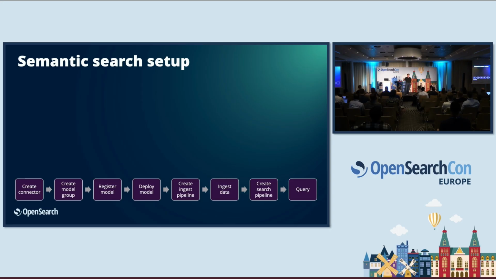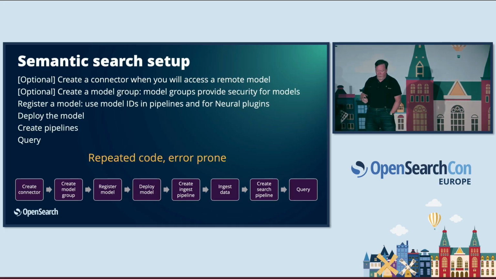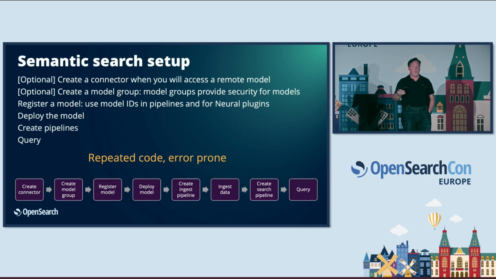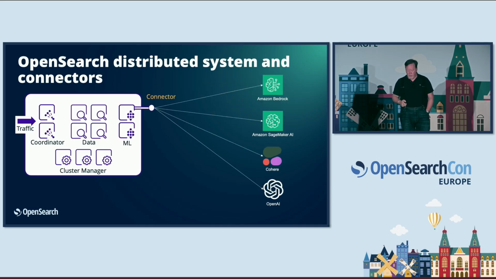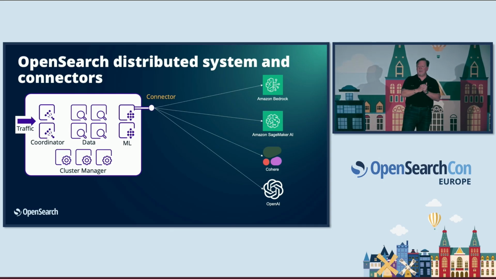You need a connector, you need a model group. Model group provides access control for models. You need to register the model, you need to deploy the model, you need to create a pipeline, you need to ingest your data, you need to create a search pipeline, and then, of course, you can search your data, right? So all of these steps are kind of repeated code and a bit error-prone. So we decided to come up with something that's simplified.